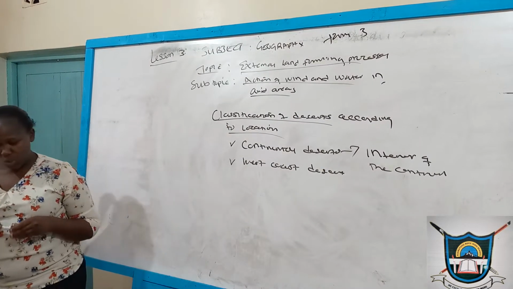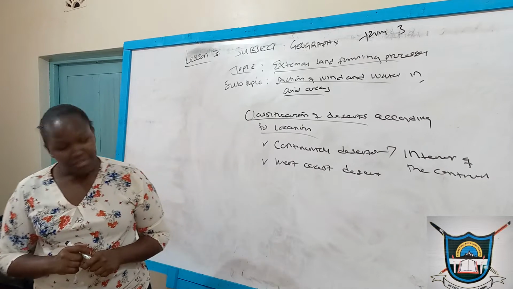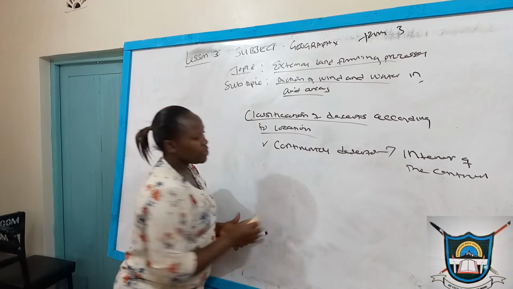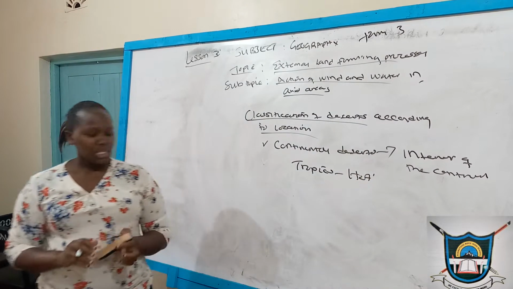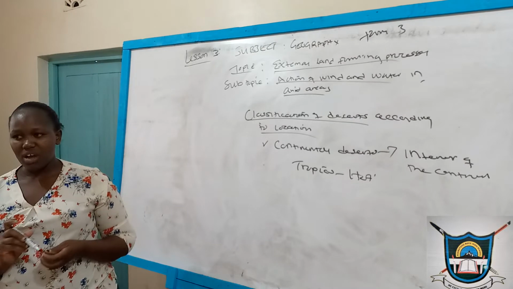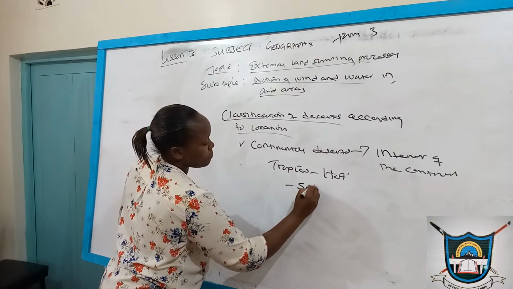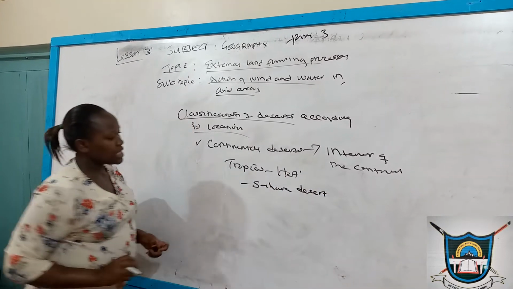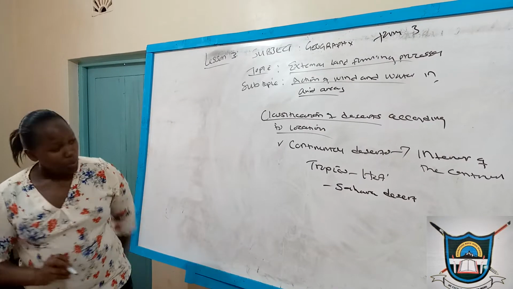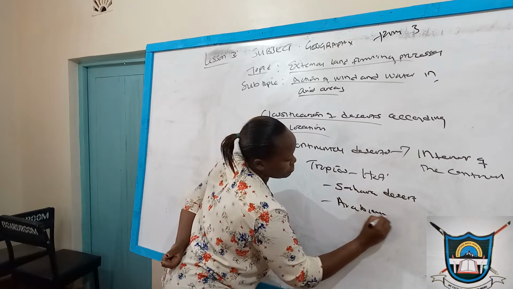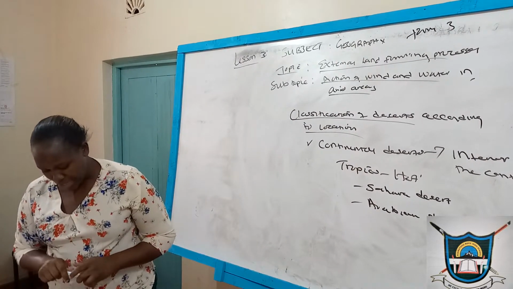They can either be cold or hot deserts, depending on their longitudinal location. Those that are found in the tropics are hot. When we talk of tropics, we know where we have the tropics, that is along the equatorial region. An example of this is the Sahara desert. It's an example of continental desert found along the tropics, and it is a hot desert. We also have the Arabian, another example of continental deserts which are found along the tropics, and they are hot.